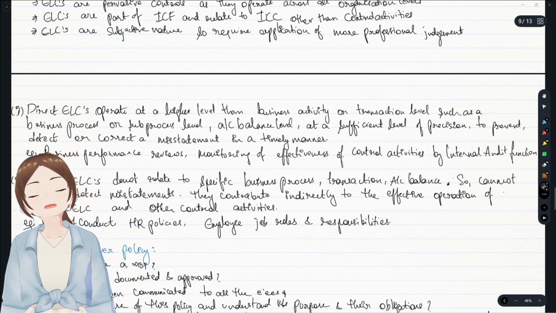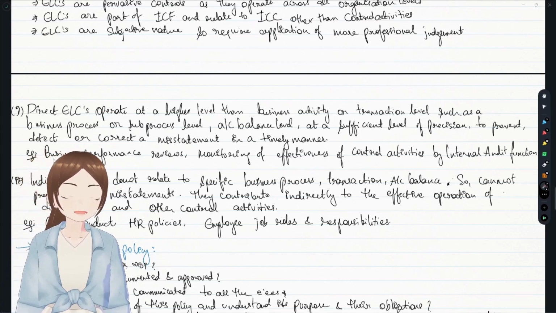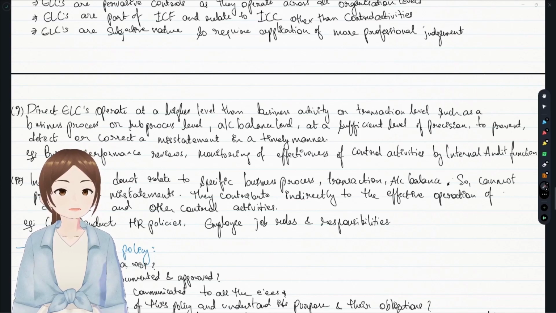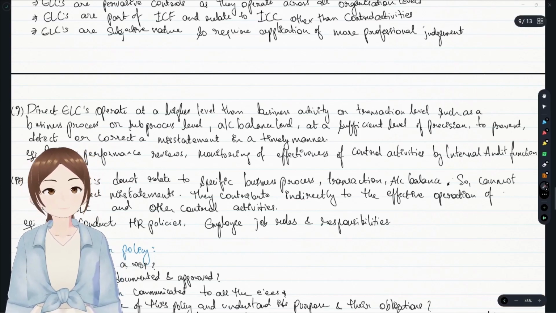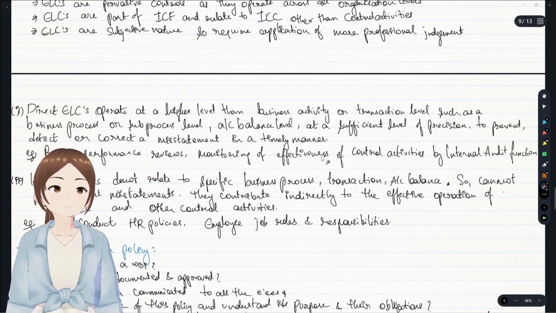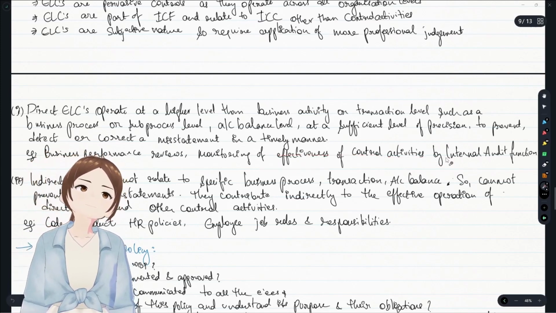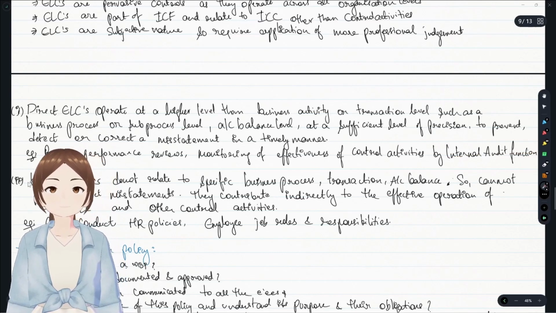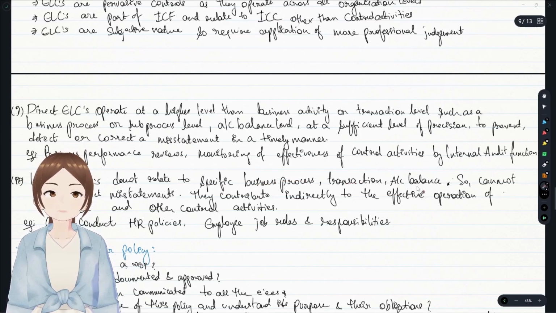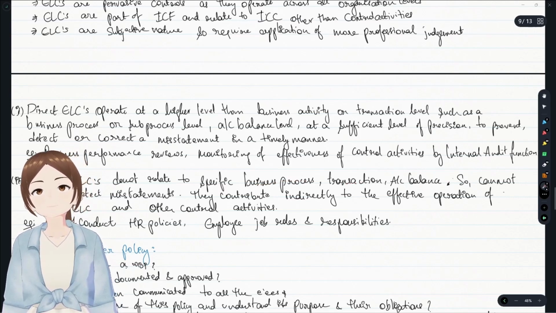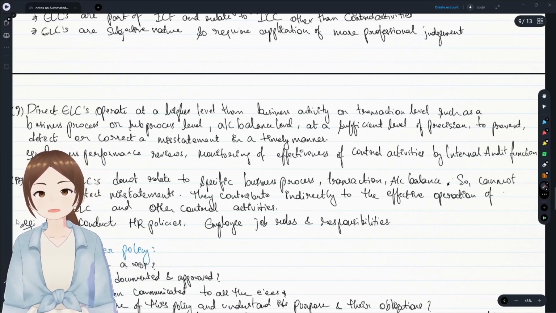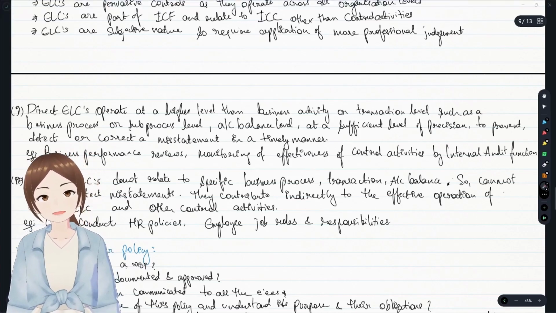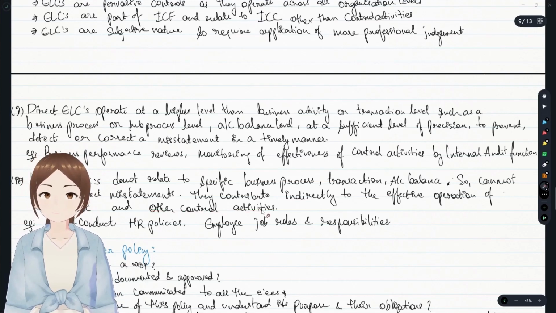Examples are business process reviews, like we have seen in SCMP, right? If you remember, balanced scorecards, etc., and monitoring of the effectiveness of control activities by the internal audit function. And indirect ELCs do not relate to a specific business process or transaction or account balance level, so they cannot prevent or detect misstatements. They contribute indirectly to the effective operation of direct ELCs and other controls.